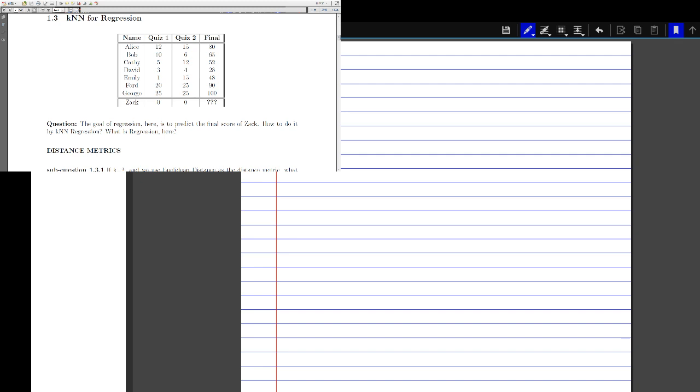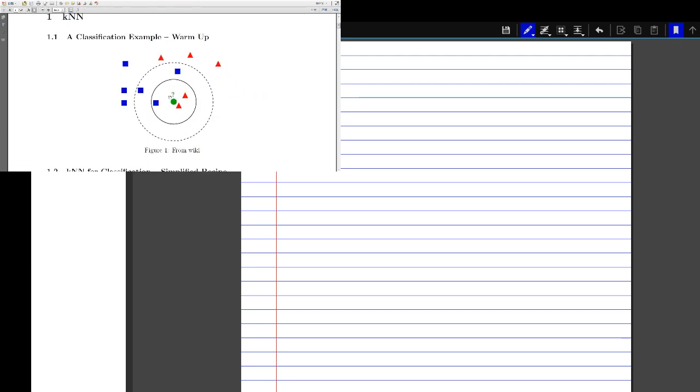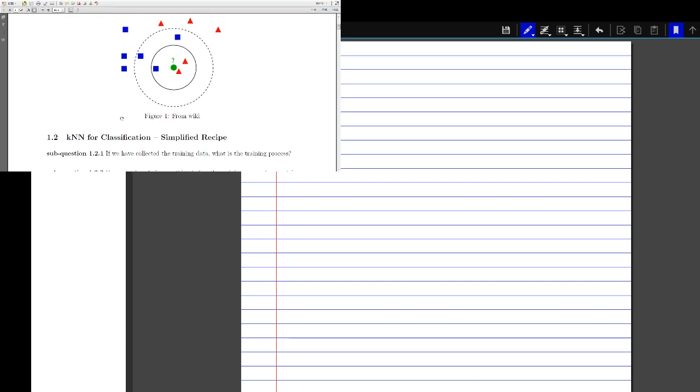For section 1, 1.1 and 1.2 are really just a refresher on how the general kNN algorithm works. So you start with a simple data set like this. Blue squares belong to one class, and red triangles belong to another class. Now you have a green dot, which is the unknown point, or the new point, or the test point. Then the kNN algorithm basically follows that.